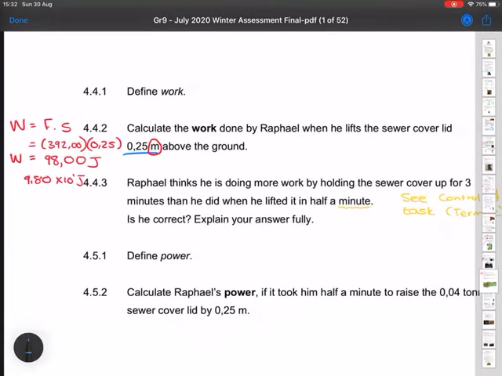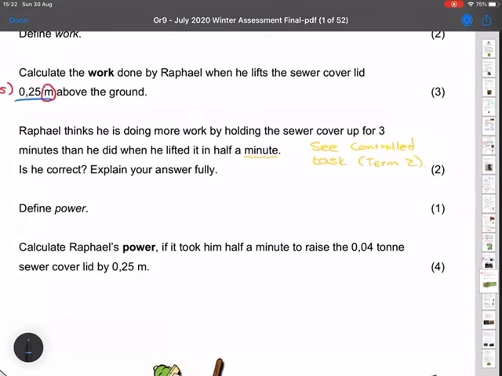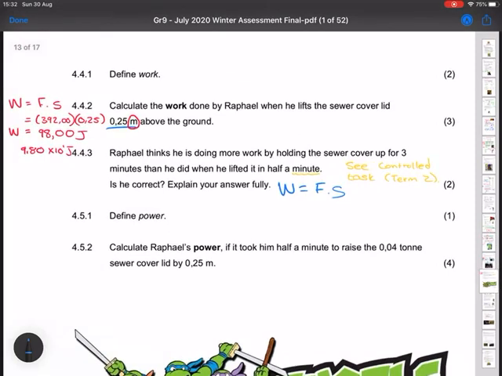So even if you held the sewer cover lid up for a year, or for 1 second, or for 2 days, who cares how long he held it up for? Work depends on force, so the weight of the object, force due to gravity, force times distance. Did the force that he exerted on the object change to hold it up? No. Did the distance that he moved it change? No. Only the time changed, and time is not in this equation, so that's why. So no, he's not correct.